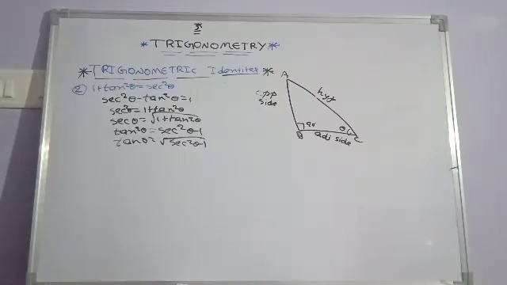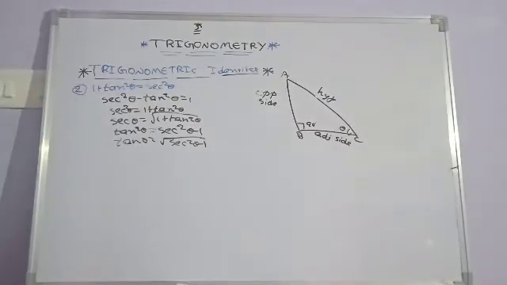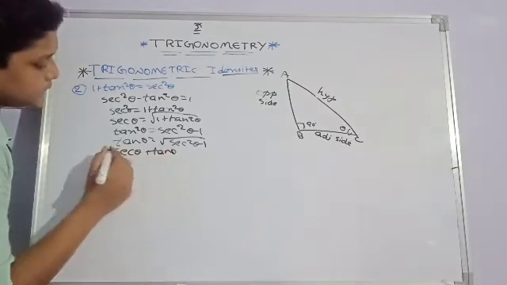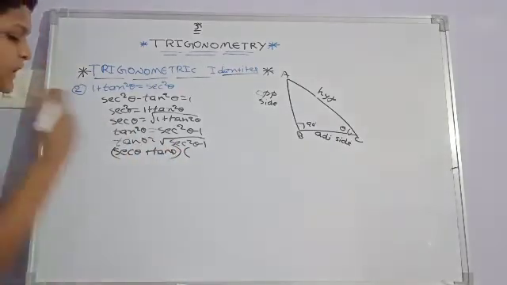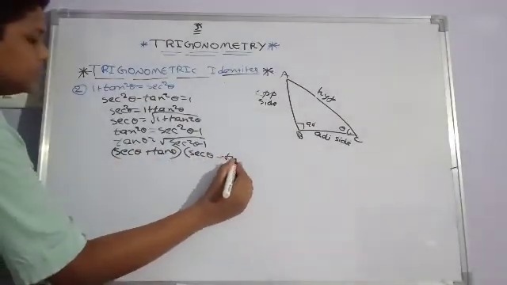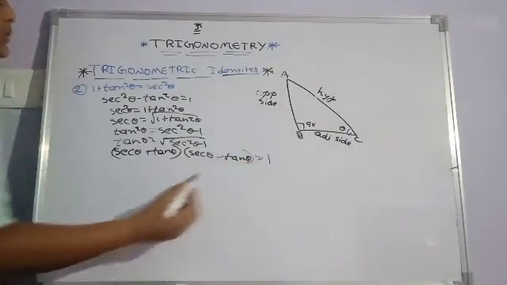Can we write it in other forms? Yes, we are done. And what can be further written here? We can rewrite it as secant theta plus tan theta into secant theta minus tan theta, that is equals to 1.